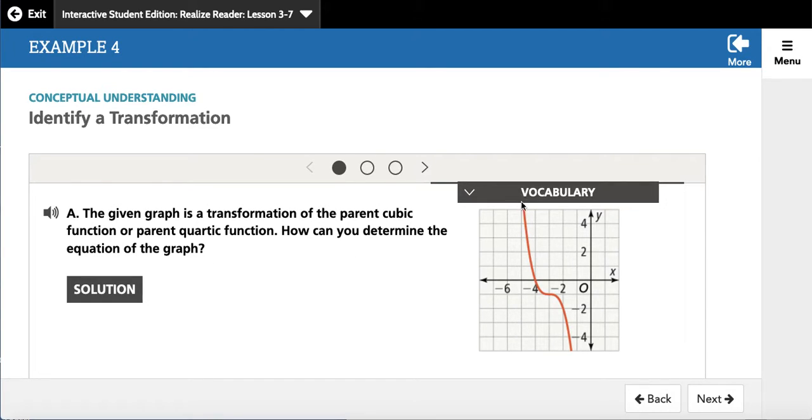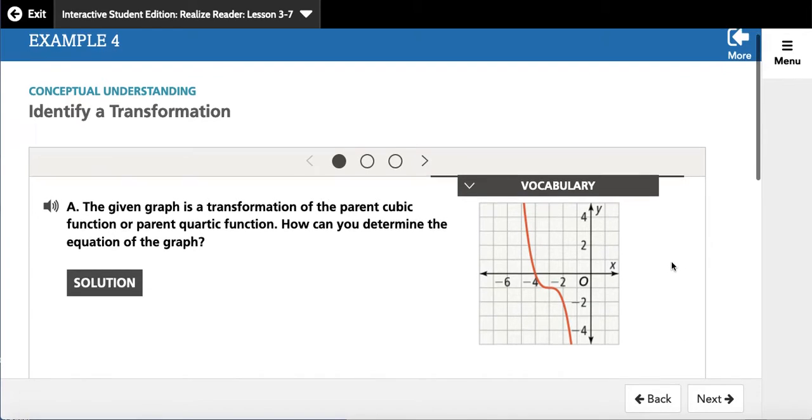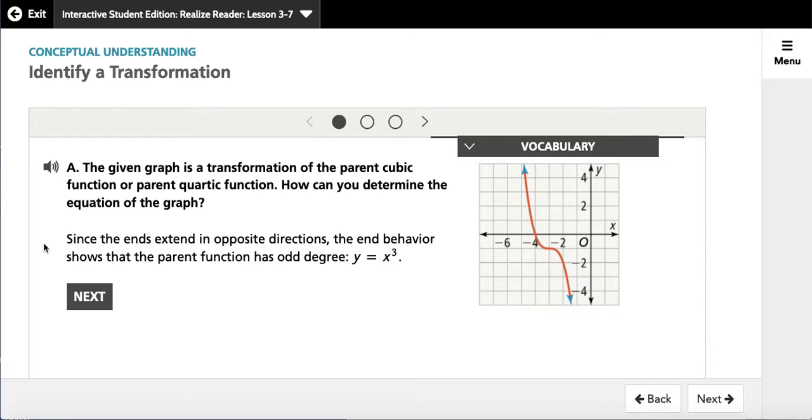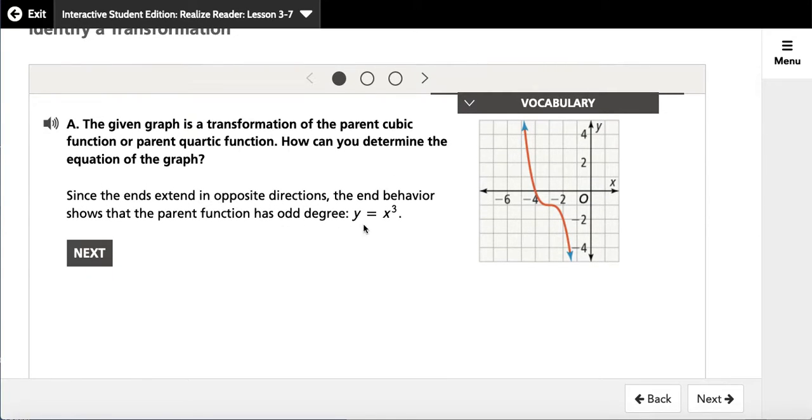Well, I can see because of the end behavior that this is a cubic function. It's not quartic. Quartic would end up having the same end behavior. This has opposite end behavior, so I know it's cubic. Let's see what they start to go with. There we go. They know it starts with y equals x cubed.